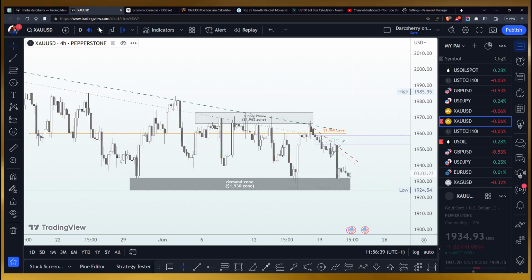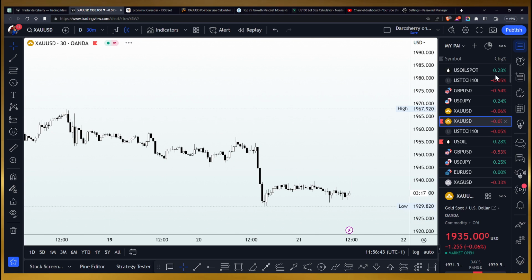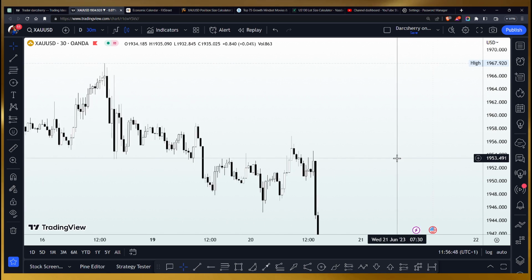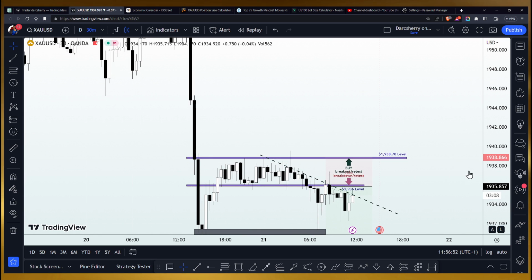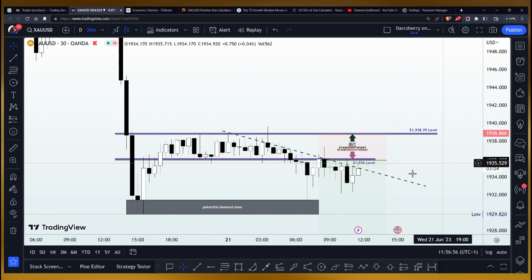So scaling down into the 30 minutes time frame, I was able to find a simple setup we are going to be using today. So you want to be marking these levels out on your chart right now. This was what I was able to spot here on the XAUUSD 30 minutes time frame.